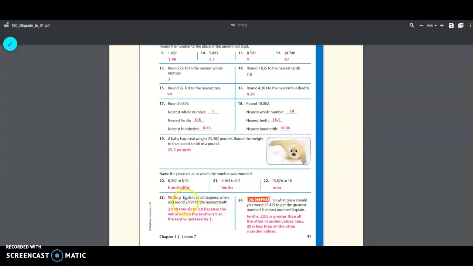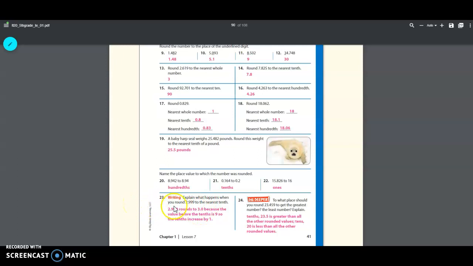Explain what happens when you round 2.999 to the nearest tenth. Well, if I were to go to the nearest tenth and look to the next digit, I would round it up to 3.0 because the value after the tenths is 9, so the tenths increase by 1.